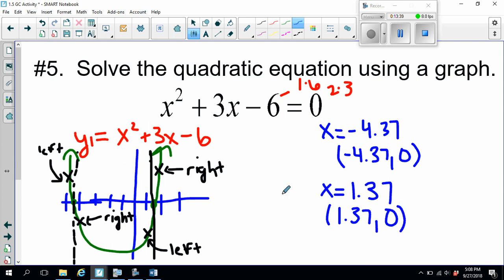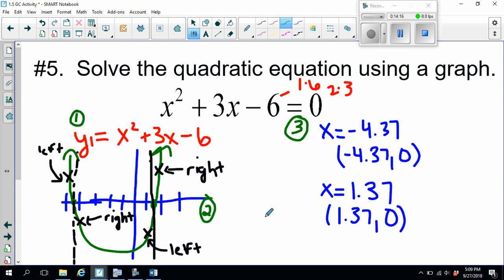There you go. So if you're wondering what work you need to show if you're using the graphing calculator to find the x-intercepts, what you need to show is: 1, y1 equals your equation. Number 2 would be the sketch of the graph, and I highly recommend using these lines to determine your left and right bound. And number 3, you need to have your answers. So 1, 2, and 3, that's everything you need to show work-wise.